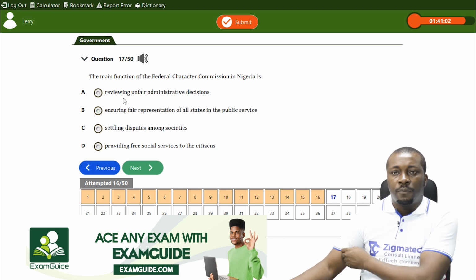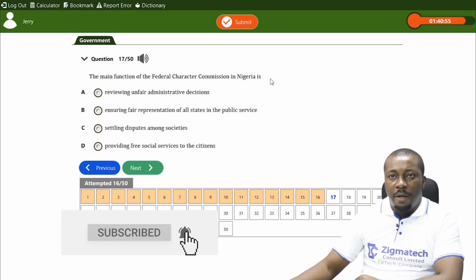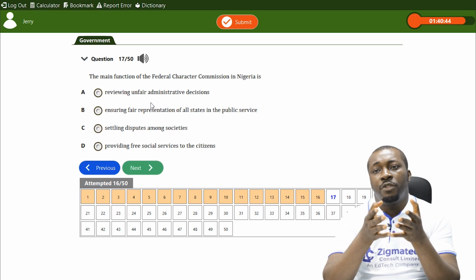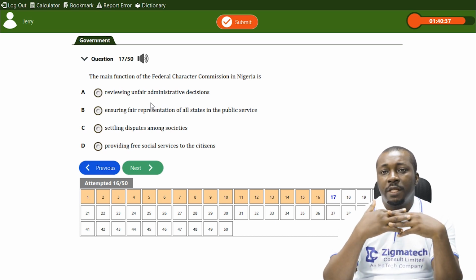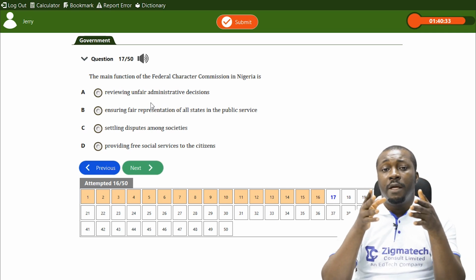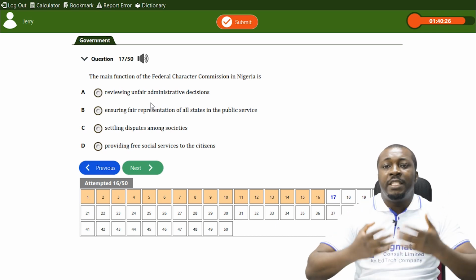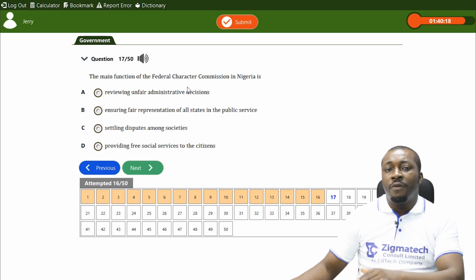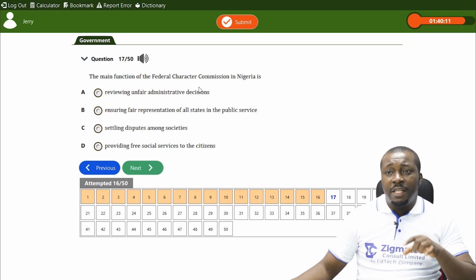Now, this question says, the main function of the Federal Character Commission in Nigeria. Remember, the Federal Character Commission was formed in the 1990s by the Abacha administration around 1996. Now, the Federal Character Commission is established to enforce federal character in federal agencies and establishments. And what is it about this federal character? It's a principle that enforces the fact that every appointment or recruitment in federal government establishments must reflect the diversity of Nigeria. So this commission is created to enforce and ensure that any appointment or recruitment into federal government establishments and agencies must reflect the diversity of the country.